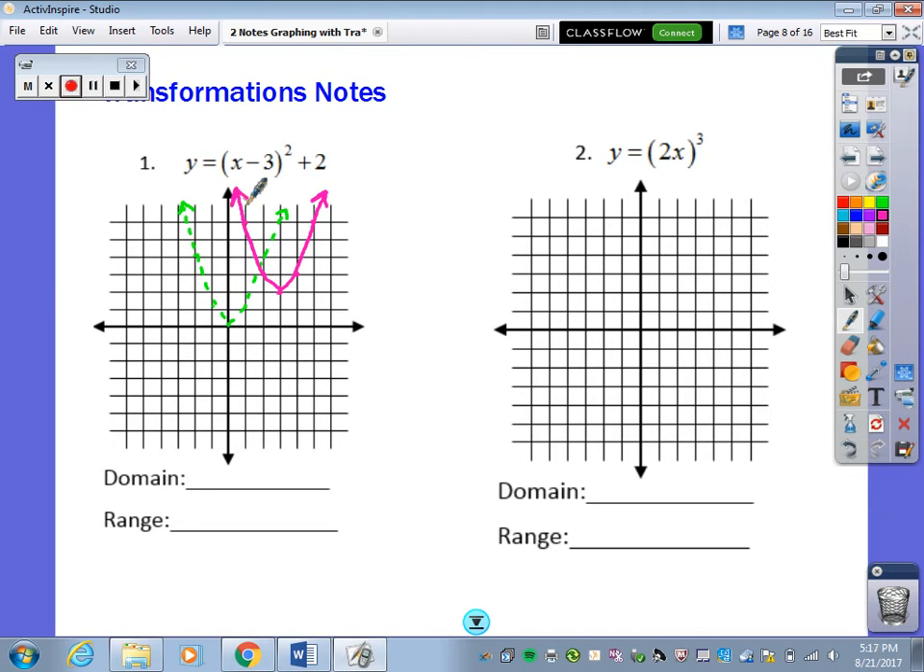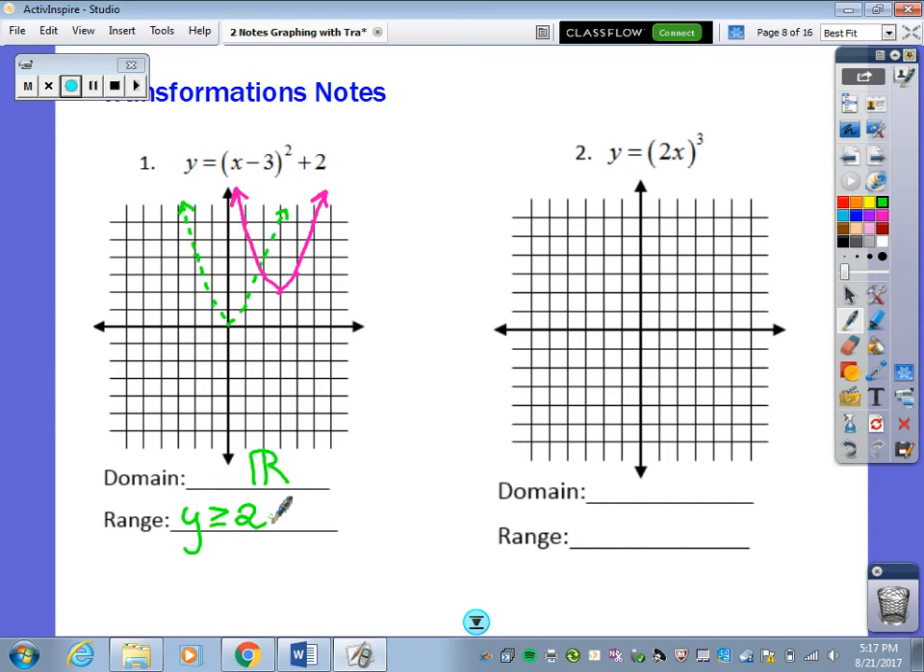Our domain is going to be all real numbers, and our range, we have a new range now. Since we moved 2 up, we can see that our y is going to be greater than or equal to 2. Let's move on to the next one.